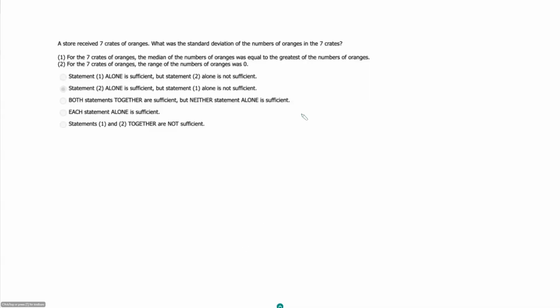A store received 7 crates of oranges. What was the standard deviation of the numbers of oranges in the 7 crates? So we got 7 crates: 1, 2, 3, 4, 5, 6, 7. And we want to find the standard deviation of the oranges in each of our crates.